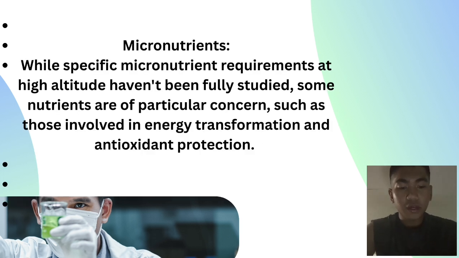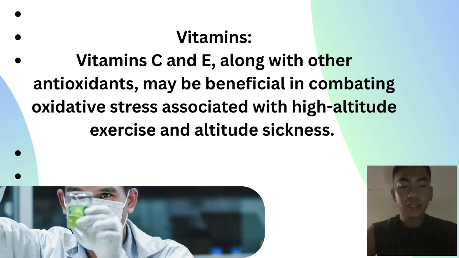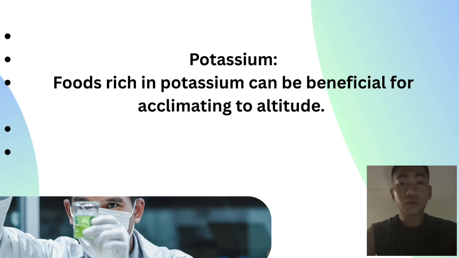And let's proceed to micronutrients. While specific micronutrient requirements at high altitude haven't been fully studied, some nutrients are of particular concern, such as those involved in energy transformation and antioxidant protection. And vitamins: vitamin C and E, along with other antioxidants, may be beneficial in combating oxidative stress associated with high altitude exercise and altitude sickness. And the last one is potassium, which is a food rich in potassium can be beneficial for acclimating to altitude.